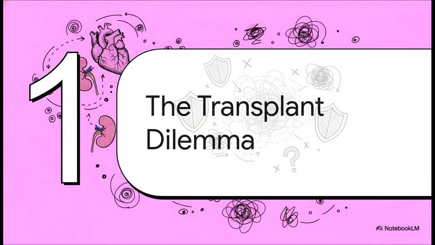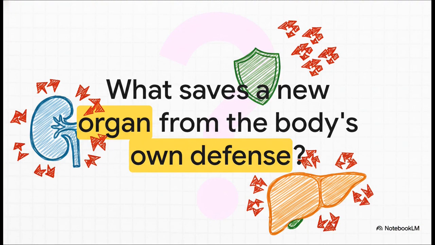Why do we even need such powerful and, let's be honest, sometimes dangerous drugs? What is the basic problem we are trying to solve here? And here it is, the central paradox of transplantation. You put in a new, life-saving organ, a kidney, a liver, but what happens? The body's own defense system, the immune system, looks at this beautiful new organ and thinks, hey, you're not from around here. It sees it as an enemy, a foreign invader, and it launches a full-scale attack. We call this rejection, and our entire job, our number one goal, is to stop this from happening.